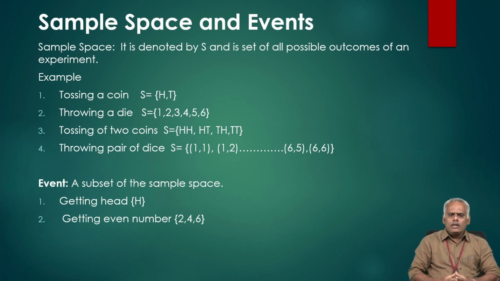Then event. Event is a subset of sample space. So in tossing a coin, sample space is H and T, but getting head is an event. In throwing a die, sample space is 1, 2, 3, 4, 5, 6, but getting an even number, that is 2, 4, 6, is an event. And each outcome is called an elementary event. H is an elementary event, T is an elementary event. Similarly, 1, 2, 3, 4, 5, 6 are elementary events.